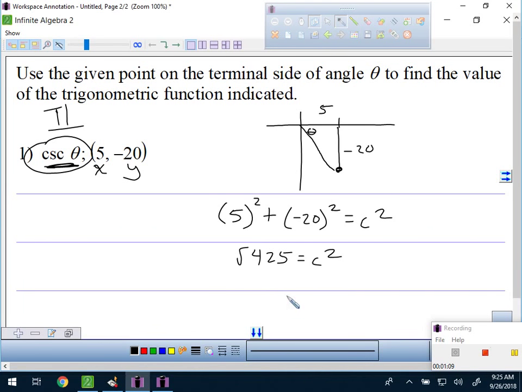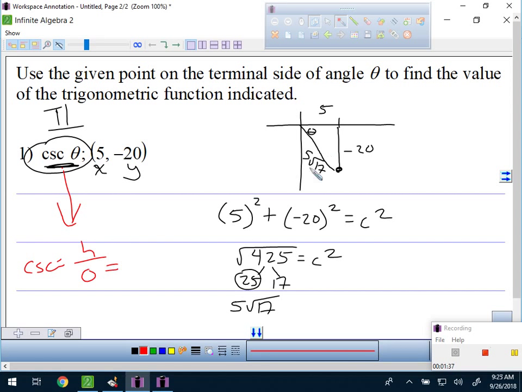Now, here's what you have to be on the lookout for. You have to ask yourself, well, can I simplify that any? Turns out you can. You can break down 425 into 25 and 17. And so when you do that, we know the square root of 25 is 5. The 17 gets left behind, so that gives me 5 radical 17. Now, it wanted you to find cosecant for this scenario. Cosecant is hypotenuse over opposite. So for this problem, you would get 5 radical 17 over negative 20.